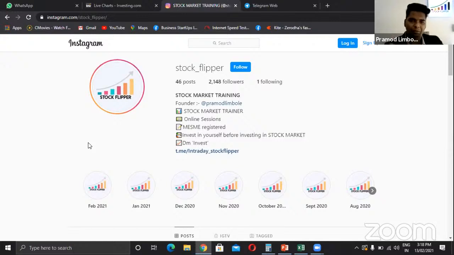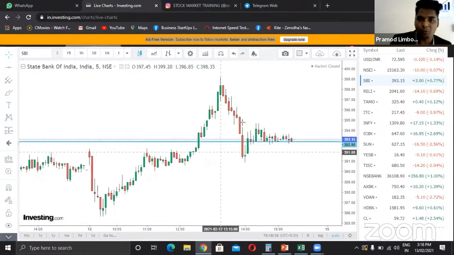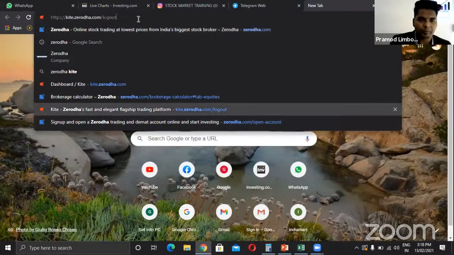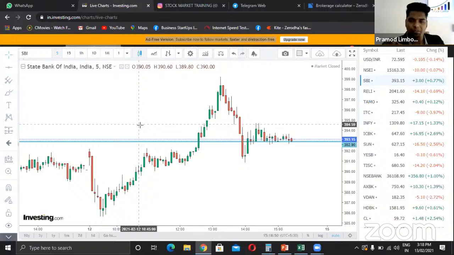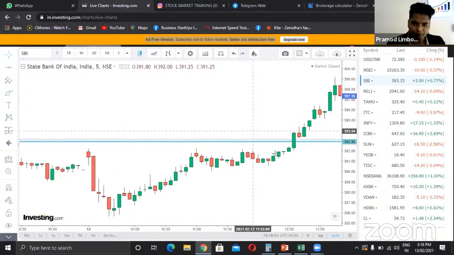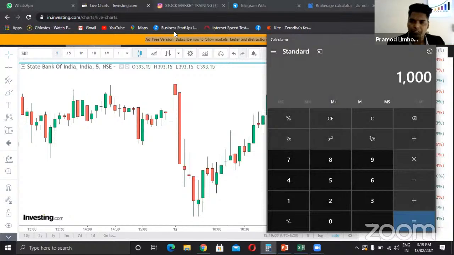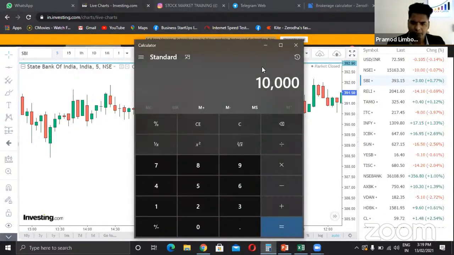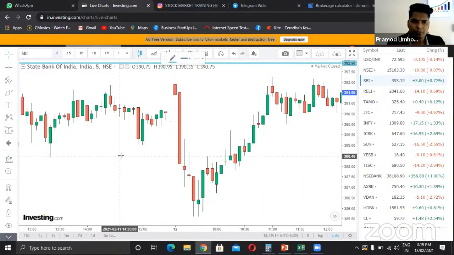Like a lot of people, I was also attracted towards intraday because intraday seems to give more profit than investing. For example, I will just show you how much profit you could have gotten in investing and in trading. I'll just go to Zerodha and put in this calculator. Let me tell you the difference between investing and trading. Let's suppose you have 10,000 rupees of capital. How much stock of SBI could you have bought? Let's suppose we buy it here.